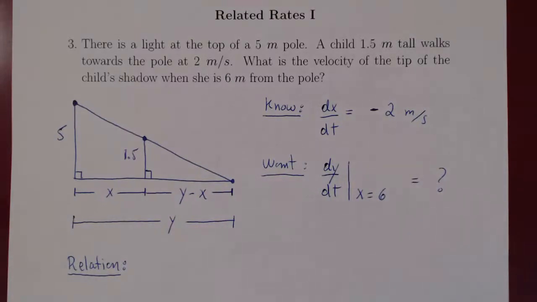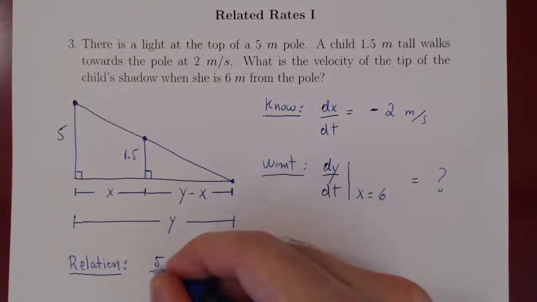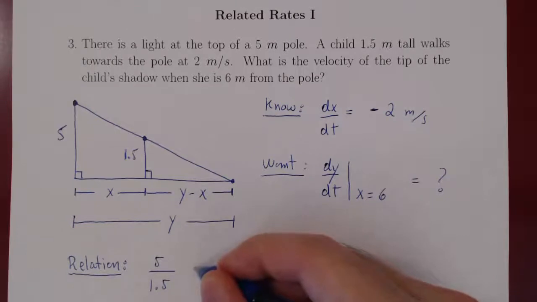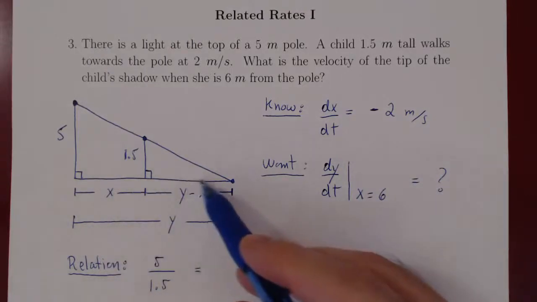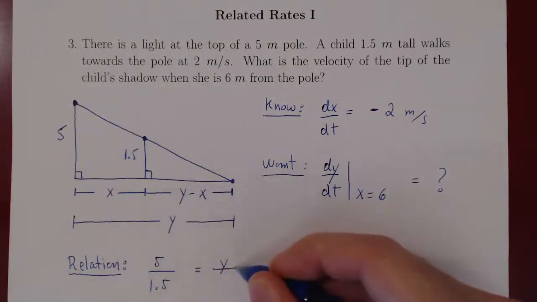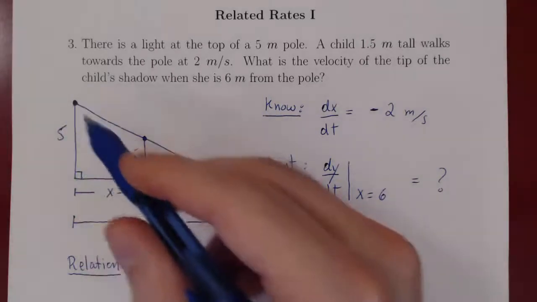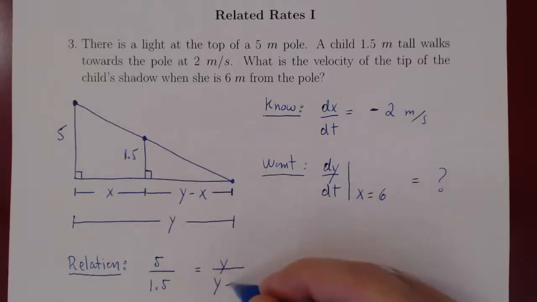And when we have similar triangles, what is constant is the ratio of common sides. So if we take the height of the bigger triangle, dividing this by the height of the smaller triangle, 1.5, this ratio will be the same as the ratio of the length of the bigger triangle, which is y, over the length, the base, right? This is y is the base of the larger triangle, over the base of the shorter triangle, which is y minus x. And now we have a relation. We have related y with x, right?